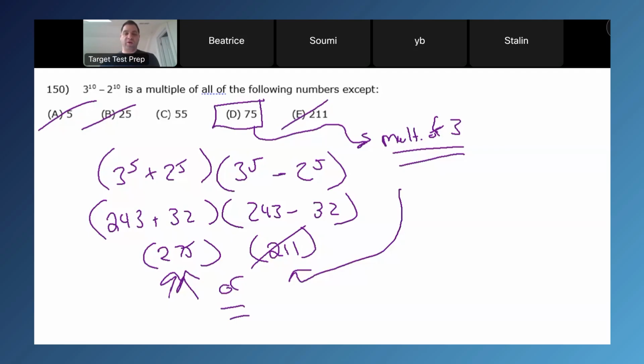Now, worst case scenario, could you add these, could you actually do the math out? I mean, you could. You just don't necessarily need to. So just keep that in mind.